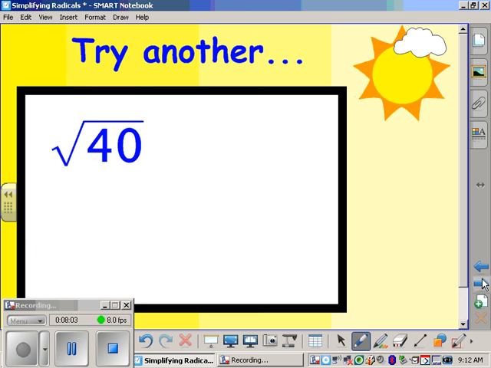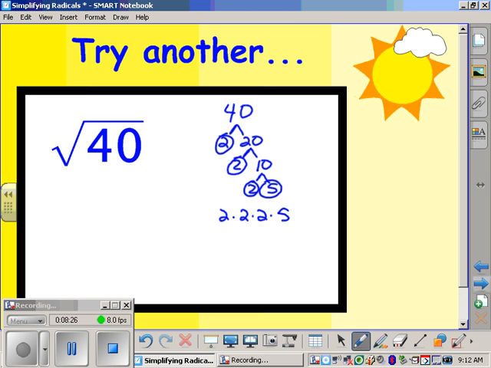The square root of 40. Again, this is not a perfect square, so because I want its exact value, I'm going to simplify it using a factor tree. 40 can be broken down into 2 and 20. 20 can be broken down into 2 and 10. And 10 can be broken down into 2 and 5, which gives us 2 times 2 times 2 times 5.